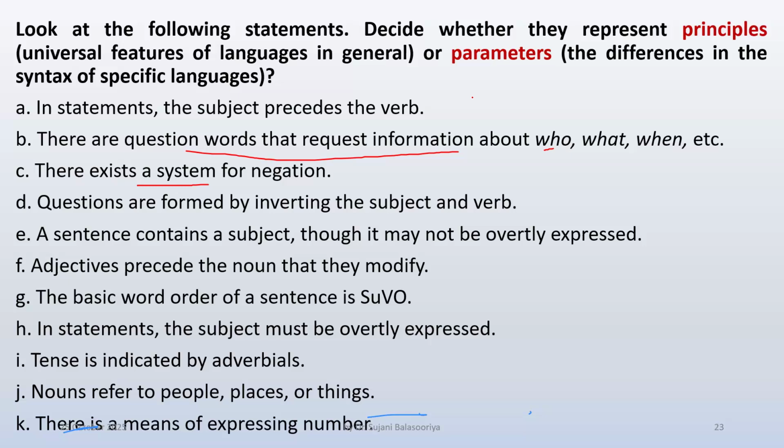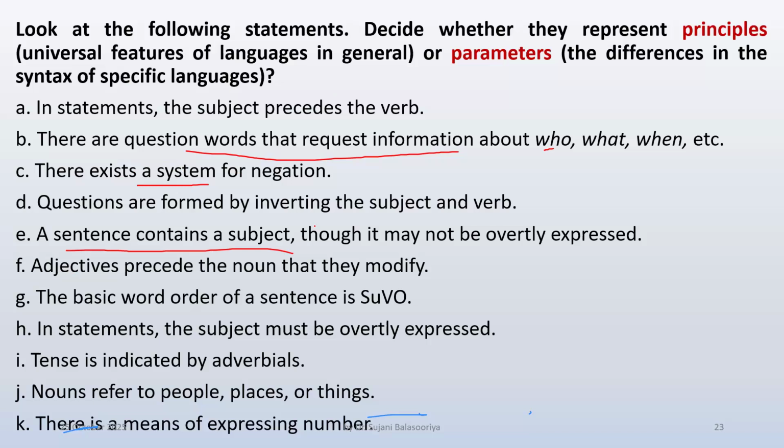And E: a sentence contains a subject, though it may not be overtly expressed. Sometimes the subject may be overtly or explicitly expressed, and sometimes it may not be expressed. The point is, a sentence contains a subject. This is where the point is, in this part. So what is the idea? Principle or parameter? That's the principle. Okay, right.